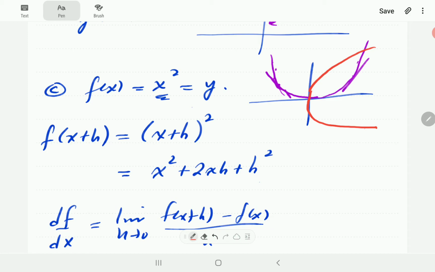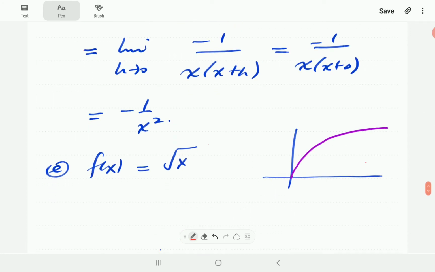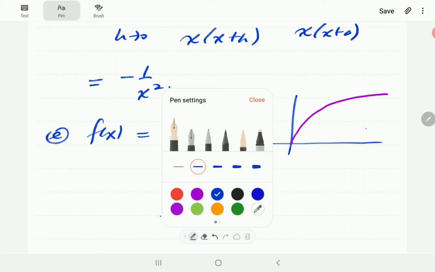But then as it is, it's not a function, so to make it a function, you have got to lose one of the branches. So we lose this branch, and then we end up with just that one there. So that is the graph of square root x, and you can see here that the derivative is always going to be positive, because this is always going up. Okay, so let's see what the limit definition is going to give us.